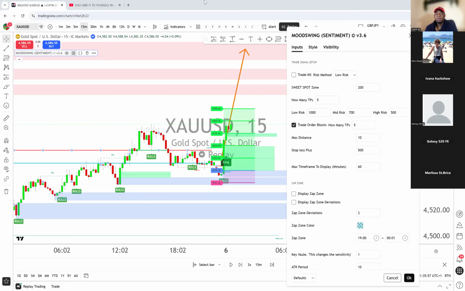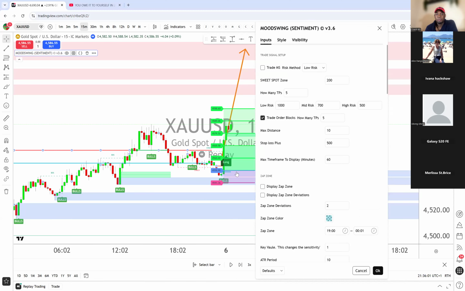We do have a time frame option here as well, where the maximum time frame is going to be displayed. You could change that to, instead of 60 minutes, which is an hour, you could change that to 240. That will give you a display on the 4-hour time frame if you want.